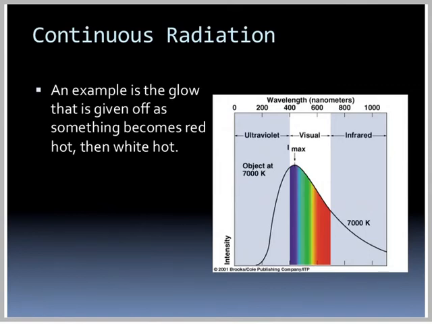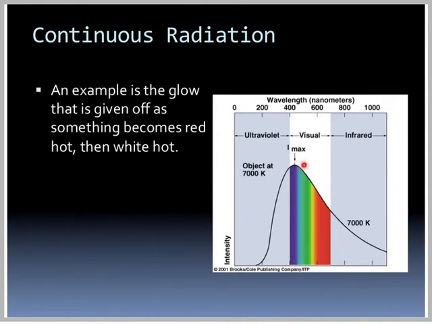So, an example is the glow that's given off of something that's heated up. It becomes maybe red hot and then eventually white hot, like the filament of a light bulb. And if I were to actually look at the light coming off of, say, the element on my stove as it warms up, it's not just red, it's lots of different wavelengths, and each wavelength comes in different intensities.